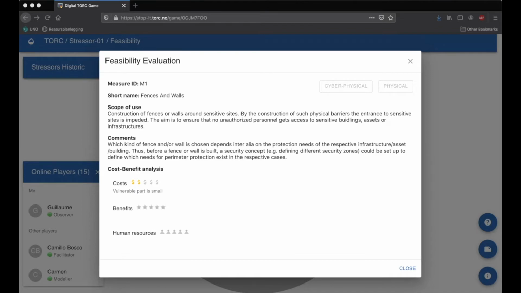The benefits will be high. Yeah, for sure. You are imagining to protect all around this vulnerable part. And the human resources will also be relatively low because, again, it's a one shot. Yeah, that's true.